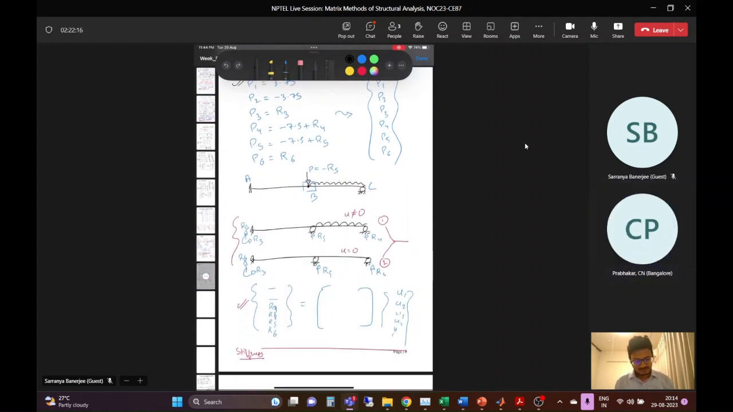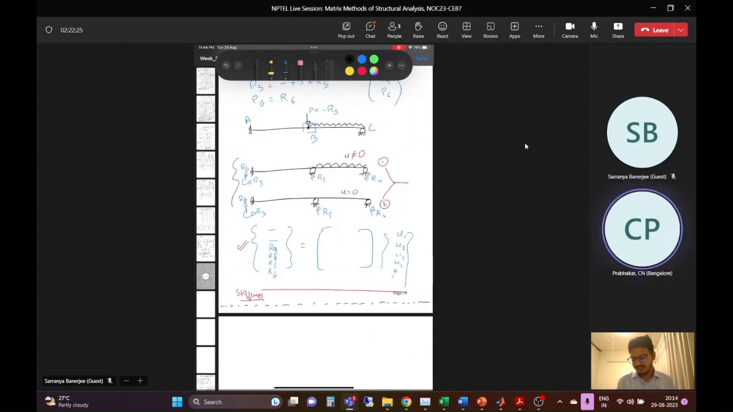Okay, so then let's stop here, and in the next class we'll solve it in a few minutes and move ahead to the frame problem. Yeah, then it is straightforward. We just have to use that equation and add the values.